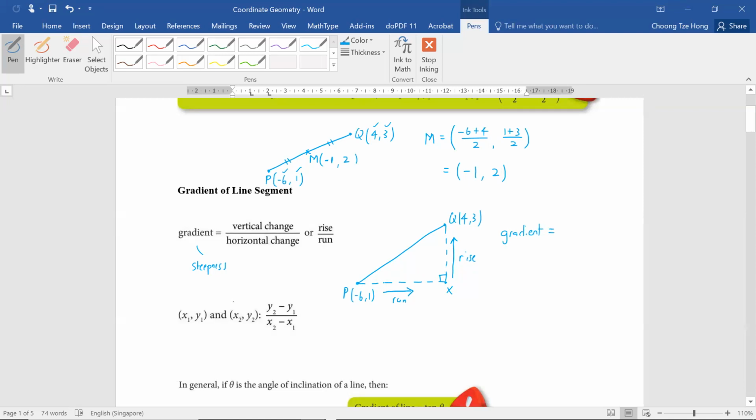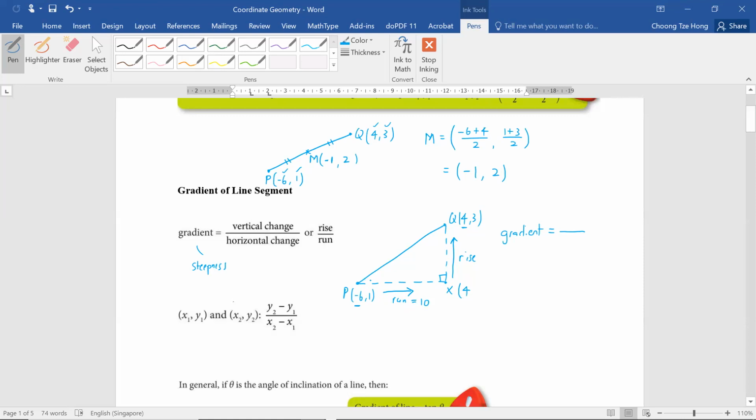Let's see the run. If you are looking for the run, you will focus on the x coordinates. The x coordinate of P is negative 6. The x coordinate of Q is 4, which means that the x coordinate of this point X will also be 4, because X is vertically below Q. If you are vertically below Q, then your x coordinate is the same as Q. So to go from negative 6 to 4, the run will be a total of how many units? It will be a total of 10 units.